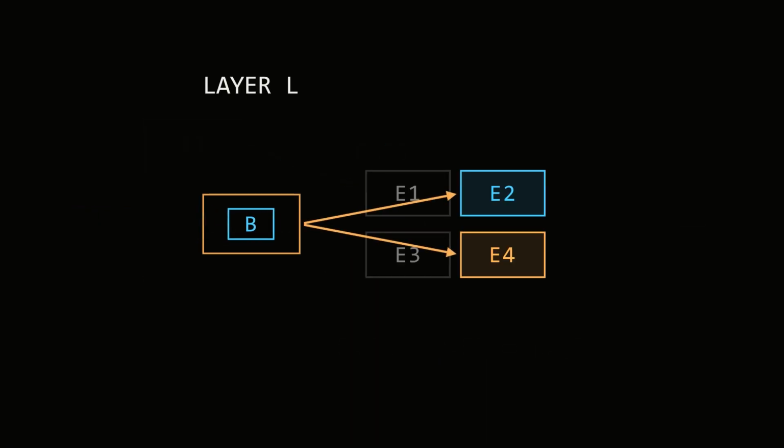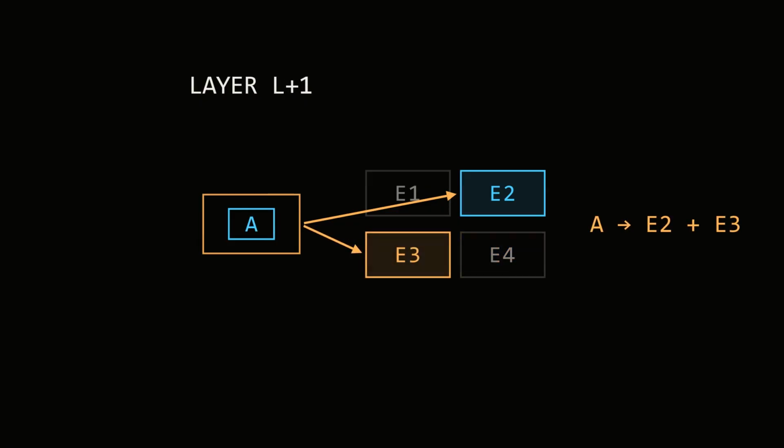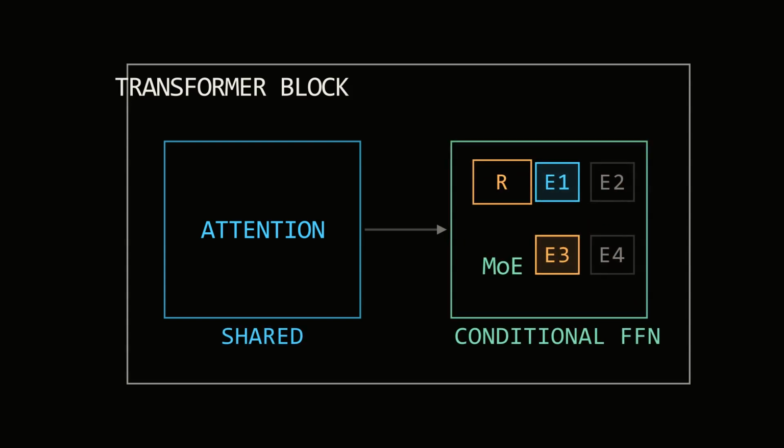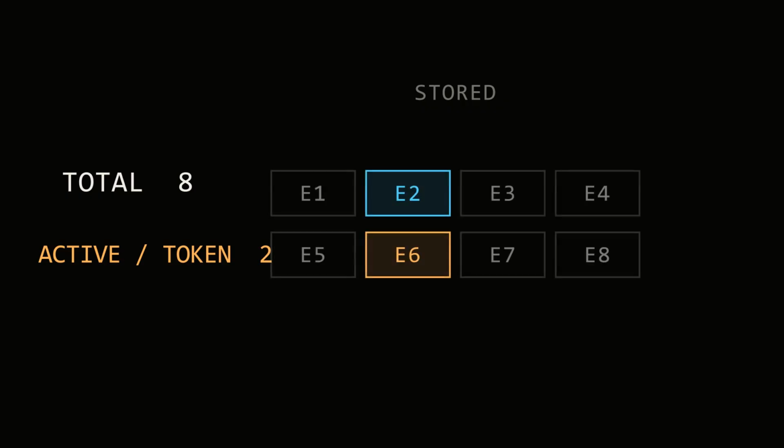The next token may open different doors, and the same token can select a different pair when it reaches another mixture of experts layer. Mixture of experts does not replace the entire transformer. Attention and other shared components still run. Sparse expert layers replace selected feed-forward blocks. Now, the key distinction becomes visible.